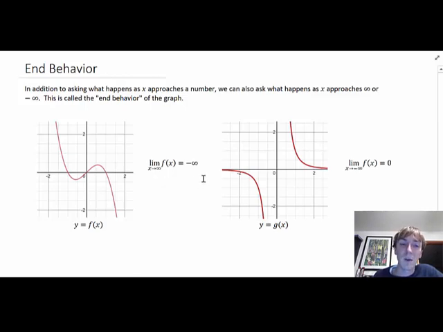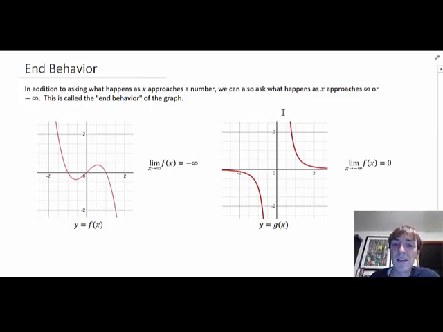So what I'm saying in this equation right here is that the limit as x approaches positive infinity of f of x equals minus infinity. Again, I'll say that one more time because there's a lot of infinities involved. As x is going off to positive infinity, y is going off to minus infinity.